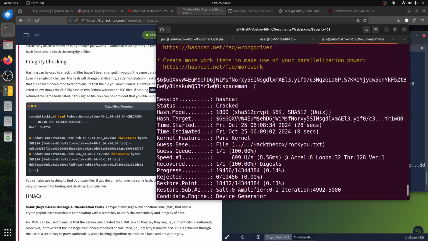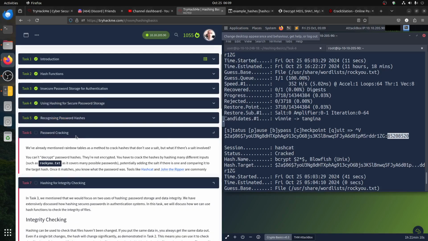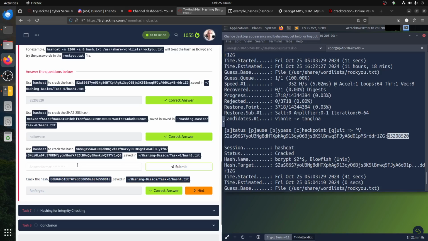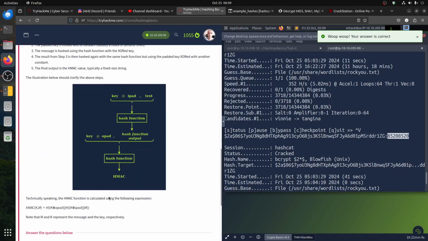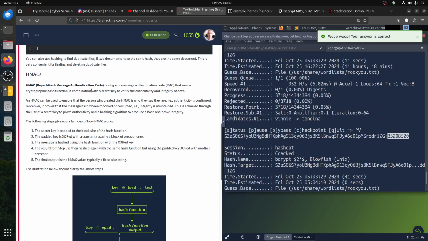Hashcat cracked it, and it is spaceman. So we have that one, and you can hear my computer fan is making noise. So we have that password, spaceman. Usually when you download anything you do the hash. So this one, guys, is straightforward.